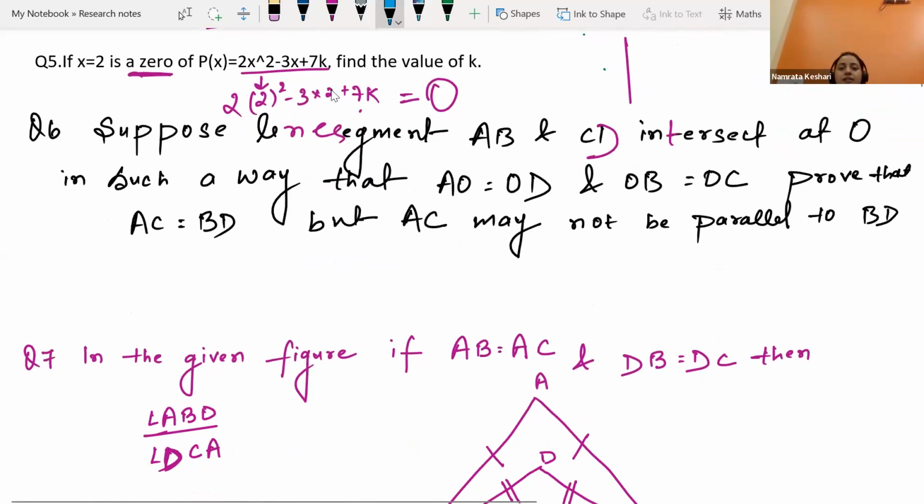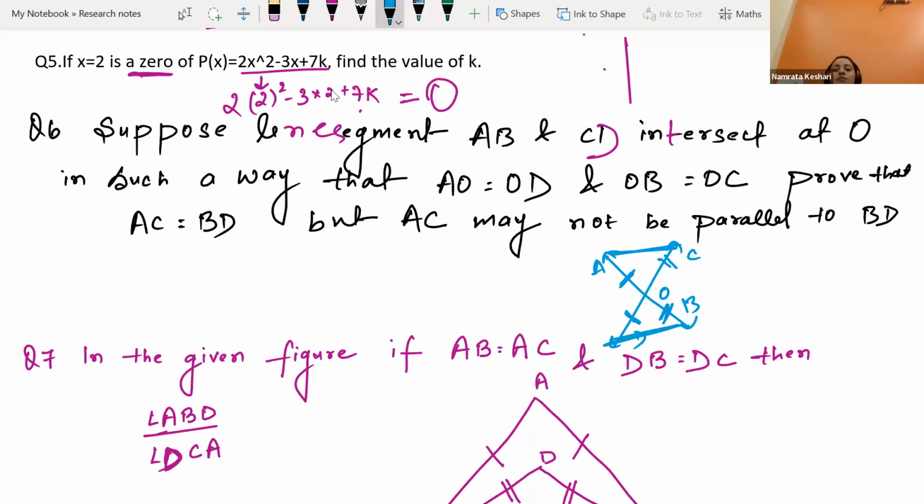AB and CD intersect at O. Maybe this is AB, maybe this is CD, intersecting at O in such a way that AO is equal to OD, and OB is equal to OC. Prove that AC is equal to BD. Let's prove AC is equal to BD. Then we will be talking about parallel or not.